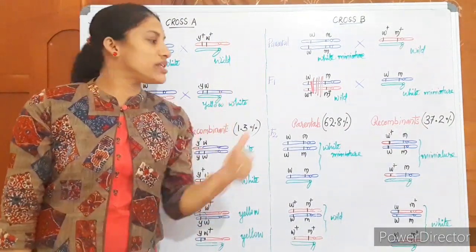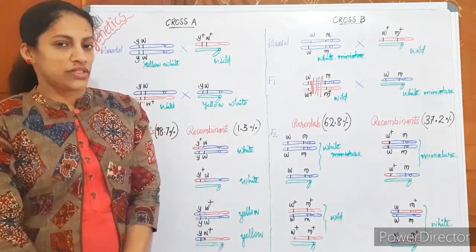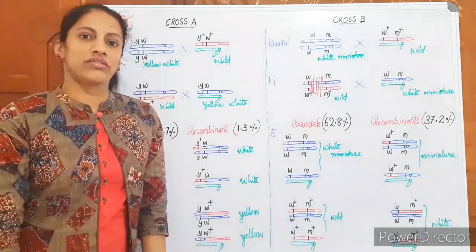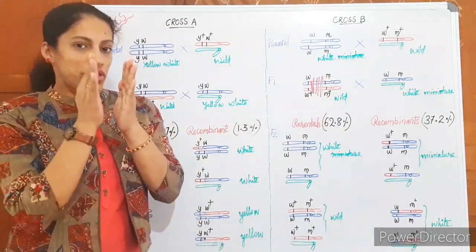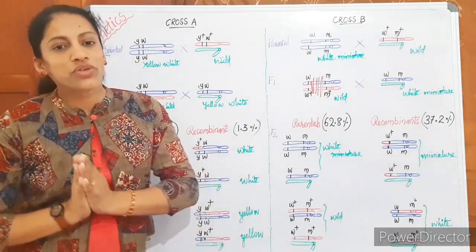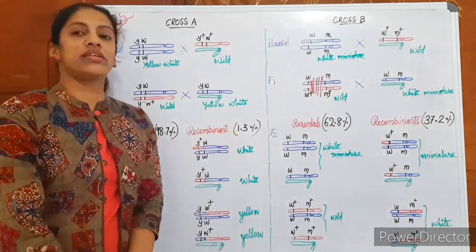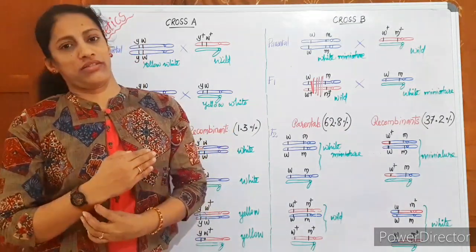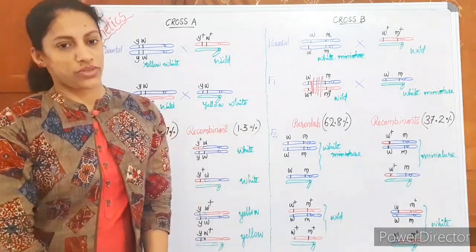So how does linkage affect the independent assortment of genes? Could these two genes independently assort? If the two genes are very linked, they cannot assort independently. They tend to move together, not to assort independently. That is why recombinants are less here. If the two genes are loosely linked, that is, distantly placed, there is more chance for independent assortment.